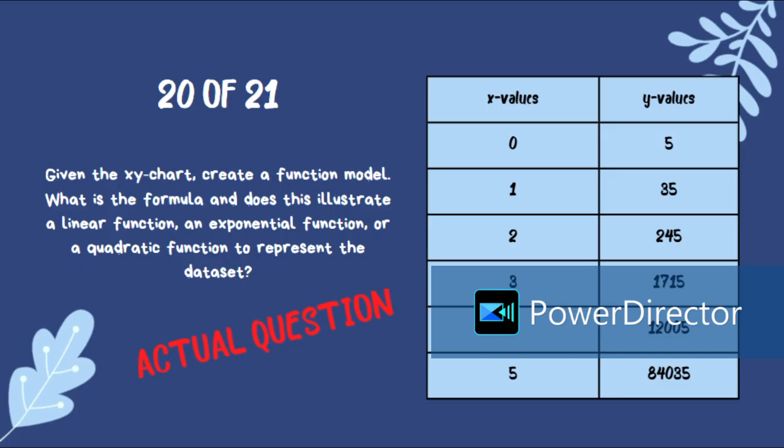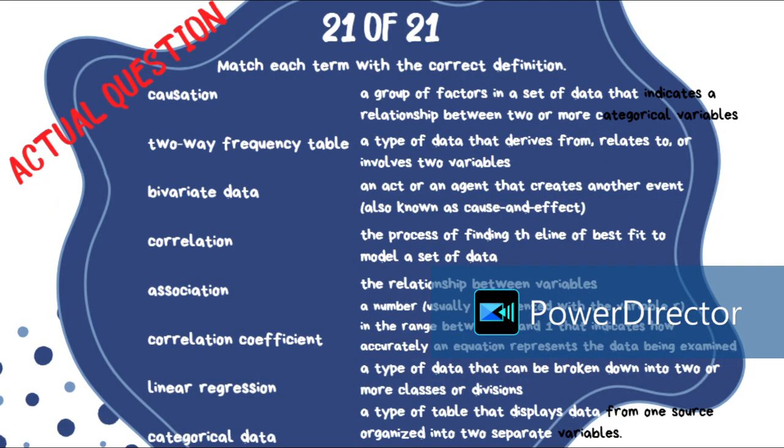20, given the XY chart, create a function model. What is the formula? And does this illustrate a linear function, an exponential function, or a quadratic function to represent the data set? This is just like the last one. Go to GeoGebra, make your table, look at your graph, and then you're going to go to your 3 dots next to your y sub 1, and then you're going to go look at your correlation coefficients, and you can change it from linear to growth to quadratic. You don't use exponential, you use growth. See which has the highest R value, and then if you need to, look at the graph and see which shape makes most sense. And here's 21.